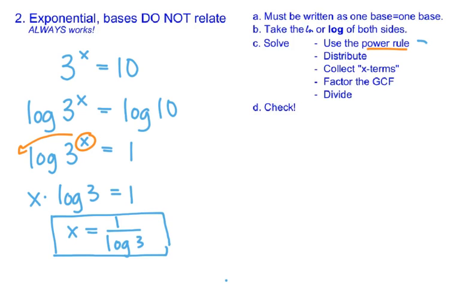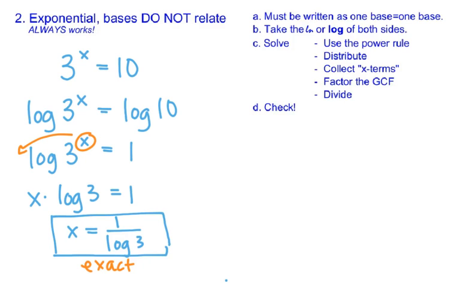So I have some steps here. We didn't do all of those steps. We didn't distribute, we didn't collect, we didn't factor, because this was a pretty basic problem. So sometimes we skip those steps. But generally, those steps are always going to occur in that order. In this situation, we used the power rule, and then we divided to get our exact answer. So again, sometimes one of these steps here in the middle may be skipped.